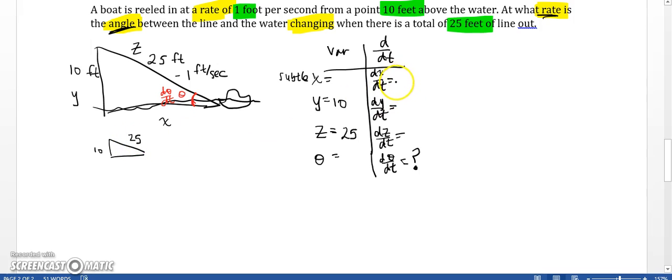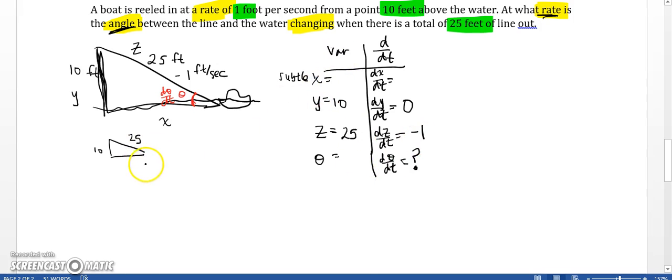Dx dt. I don't know dx dt. I don't know the rate of change of the boat in the water. Dy dt. Okay, y is the height here of the thing that's holding the rope that's reeling the boat in. As you remember from the animation, the boat was moving, the line was changing, but this height wasn't changing at all, so that's 0. Dz dt, I know that, that's -1 feet per second.